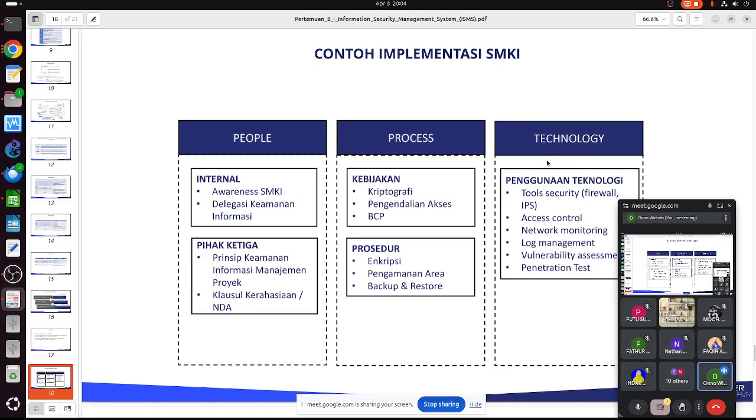They think that if we have the technology, everything is solved. So they buy the firewall, access control machine, network monitoring, log management, and so on. They normally allocate a lot of money for the technology. I am a technology guy.